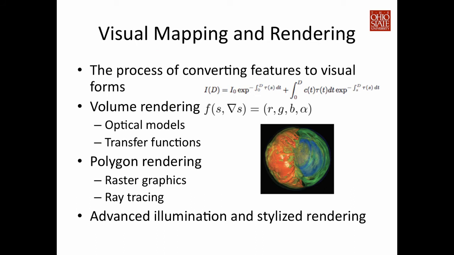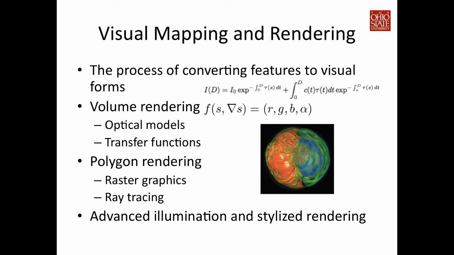So after we extract features, the next step is to perform visual mapping and rendering, which is a process of converting data or features of different kind to visual images or visual forms. Examples that we have in scientific visualization pipelines are volume rendering, which is a direct projection of three-dimensional data to image plane.